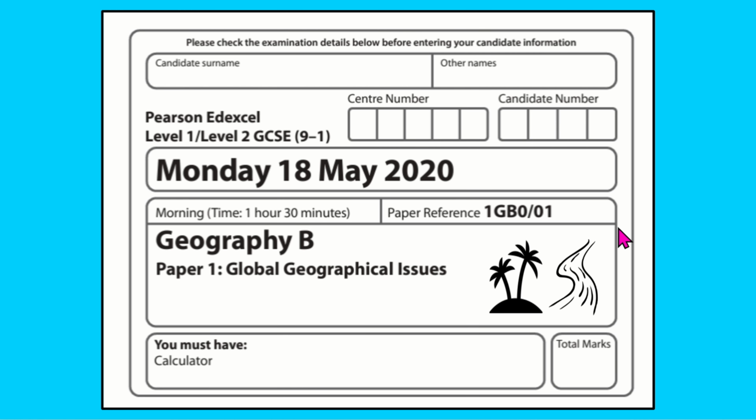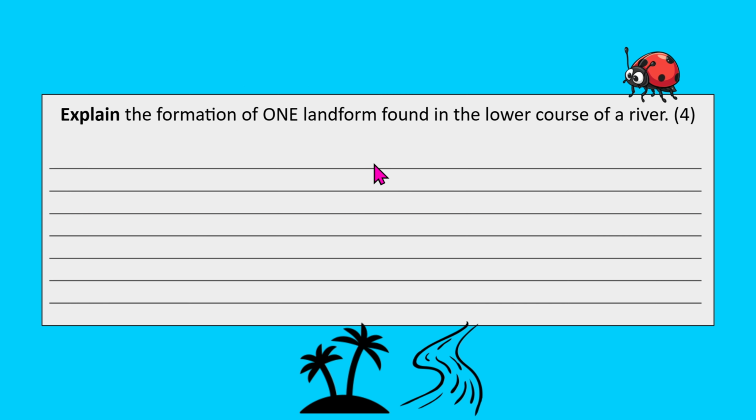So, as far as I can tell, deltas haven't come up in any exam questions yet for these courses of Edexcel or AQA, but they are on a specification, so they can appear, so we need to be ready for them. So, this is a question that I've come up with that I think represents what it probably would look like in an exam. Explain the formation of one landform found in the lower course of a river.